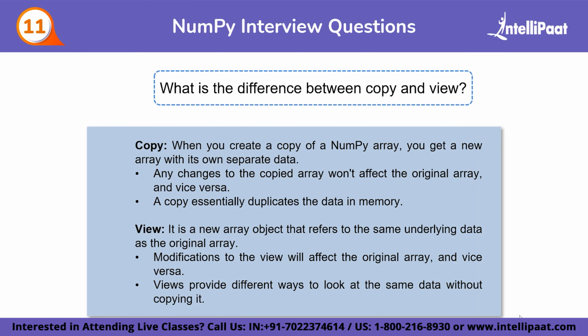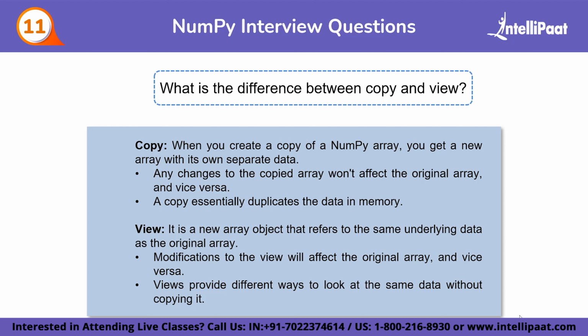Okay, so moving on to the next question, which is what is the difference between copy and view? When you create a copy of a NumPy array, it's like making a completely separate version of the data. The new array has its own memory location and can be modified independently of the original. It is very useful when you need to work with a version of the data that won't affect the original. While on the other hand, a view is a new array object that still references the same underlying data as the original. Any changes you make to the view will be reflected in the original array and vice versa.